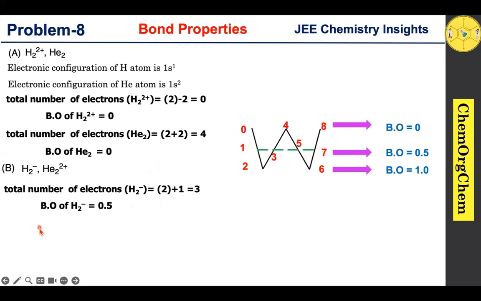Next, moving on to He2 2+. The total number of electrons in He2 2+: here 2 helium atoms give 2 plus 2, and 2 positive charges mean we need to subtract 2 electrons. So 2 plus 2 minus 2, the total number of electrons is 2. 2 is here, so the bond order of He2 2+ is 1.0.